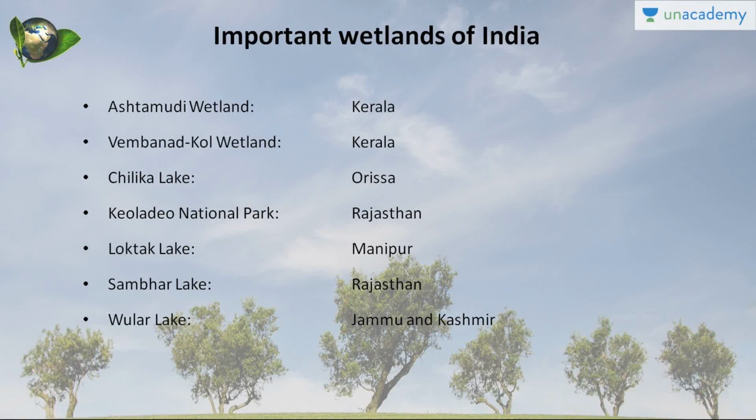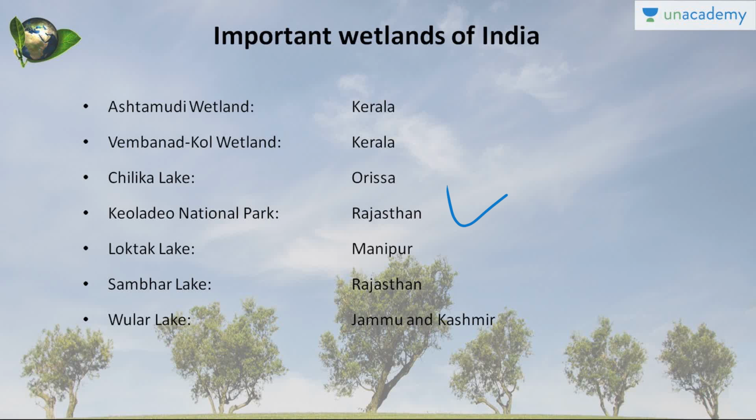Now, important wetlands of India include Ashtamudi wetland, it is in Kerala, so please remember the name. Vembanad Kol wetland in Kerala. Chilika Lake, I have visited, it's beautiful. It has Irrawaddy dolphins, it is in Odisha. Then Keoladeo National Park, it is in Rajasthan. It is a very famous national park.